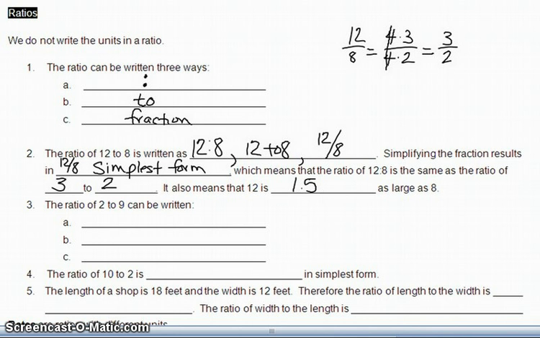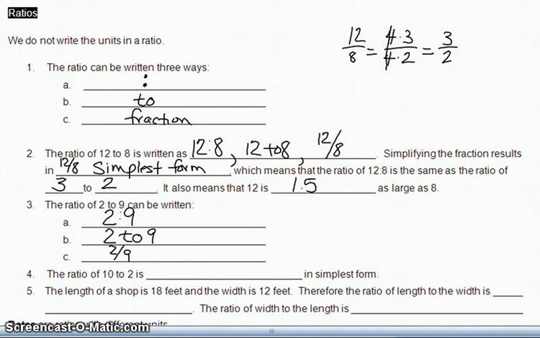So let's write in example 3, pause the video, and why don't you write 2 to 9 as a ratio in those three ways. So pause the video now and write them down, and then we'll come back and check. Let's see how you did. I should have 2 to 9, 2 colon 9, or 2 over 9. Now this is already in its simplest form, so I don't need to do anything else here.